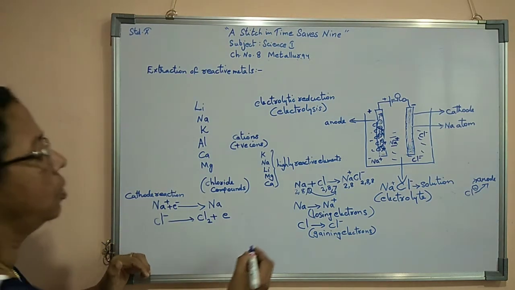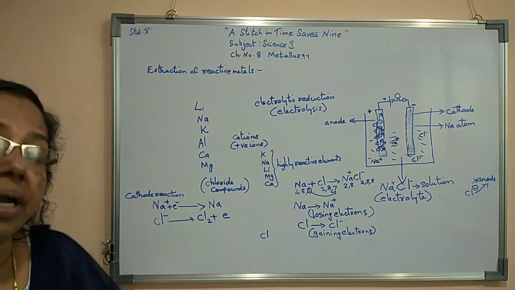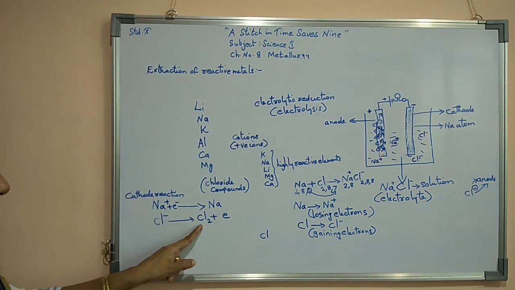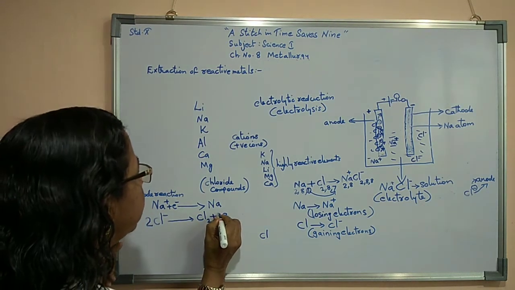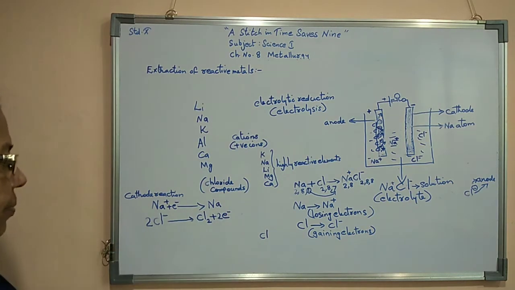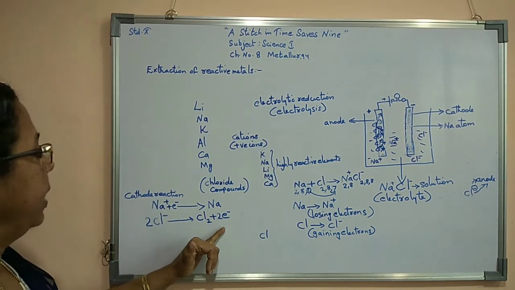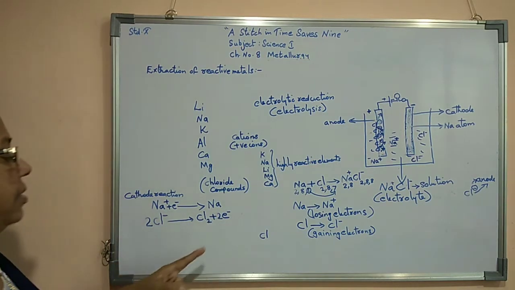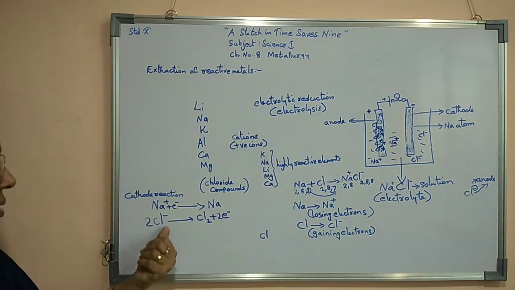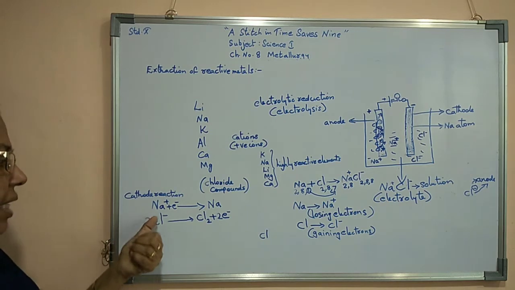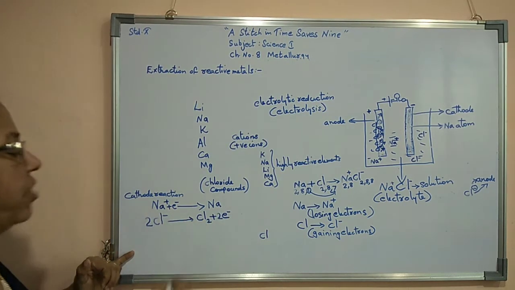But the problem is, a single chlorine never remains. It cannot exist single. It will always remain in the form of a double. That's the reason I wrote Cl2 here. If Cl2 is there, we have to write 2Cl minus. If 2Cl minus, then 2 electrons are there, so we have to show 2 electrons here. The electron's charge is negative. So 2Cl minus transforms to Cl2, that means in the molecule form. The chlorine is formed after removing electrons from the chloride ion.